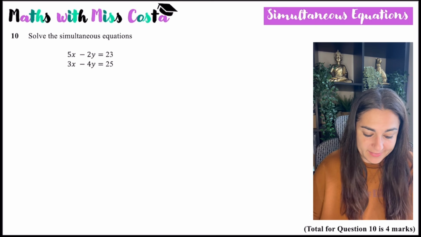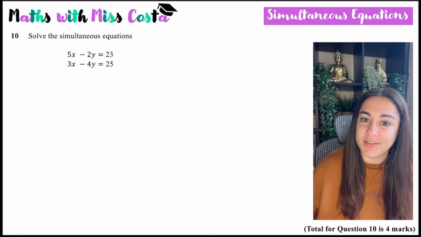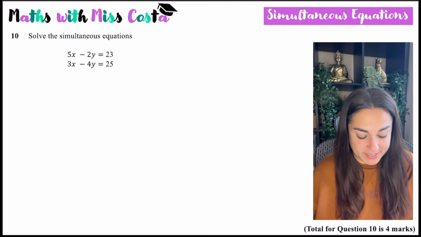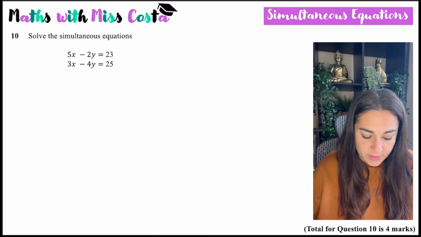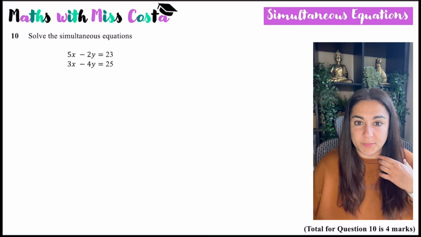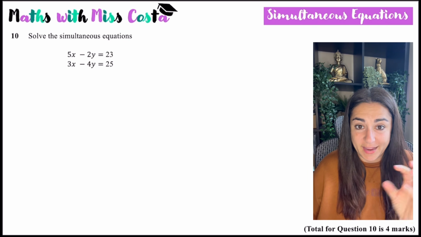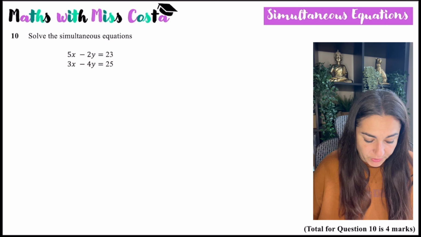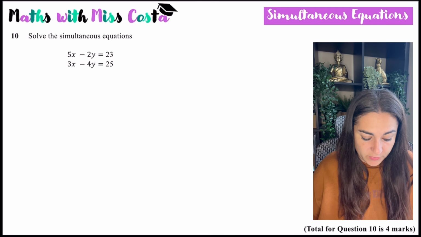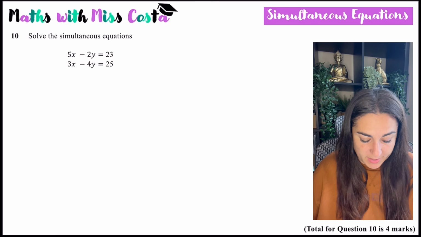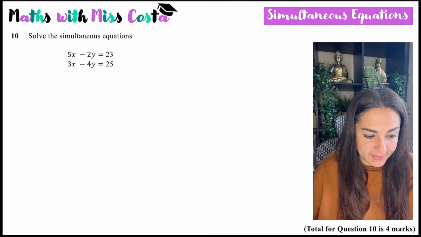You're not so lucky this time, but that's good because it means you can practice the hardest type of simultaneous equations. So none of our variables are the same, and ultimately, before we do anything, we need either our x values or our y values to have the same coefficient. So we decide whether we want to multiply our x's or our y's.